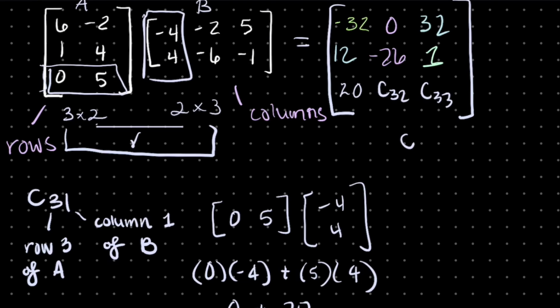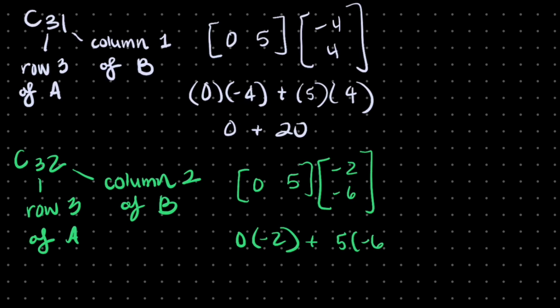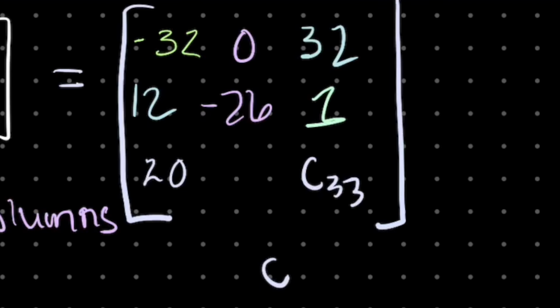The row is going to be the same because we're still in row 3, but now we're in column 2. So that's going to be 0, 5 times negative 2, negative 6. First times the first plus second times the second. Anything times 0 is 0, so you'll notice this is going to cancel out for all of them. And then 5 times negative 6 is negative 30, so we'll go ahead and put negative 30 in there.